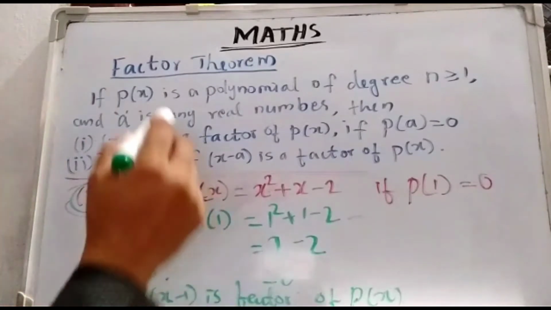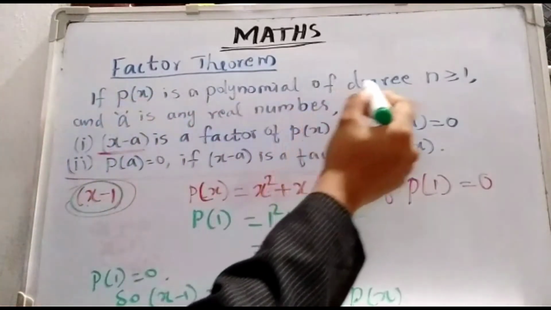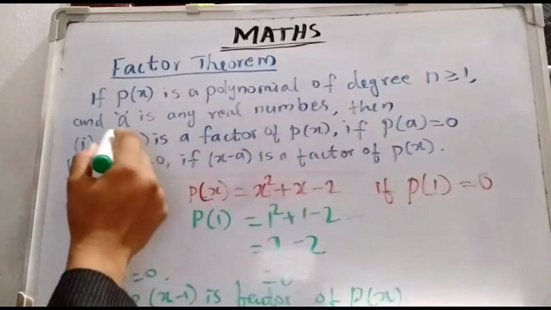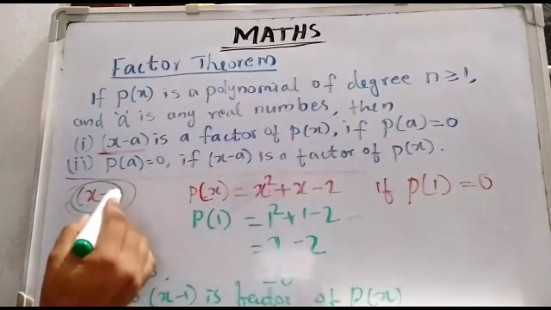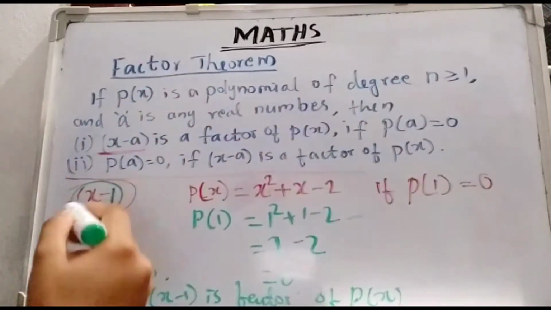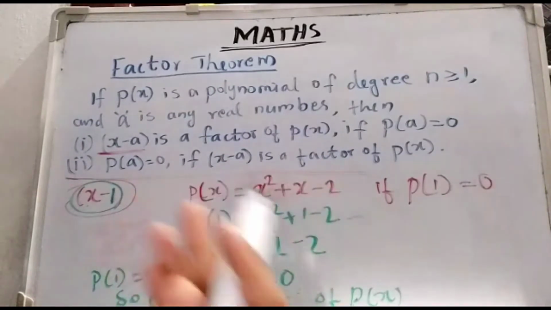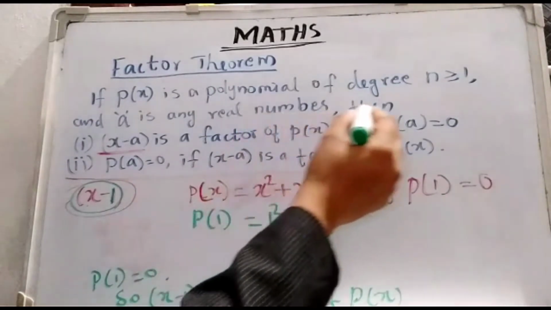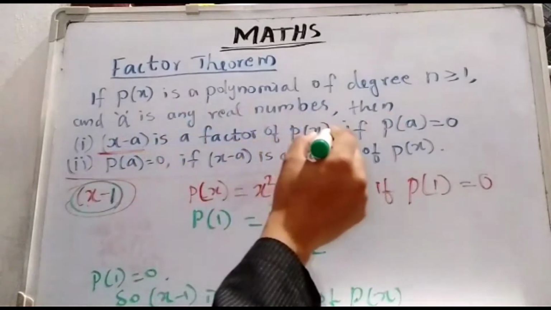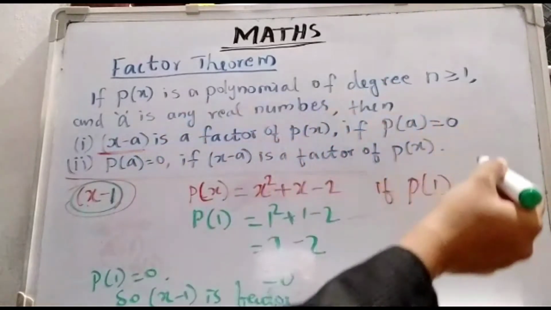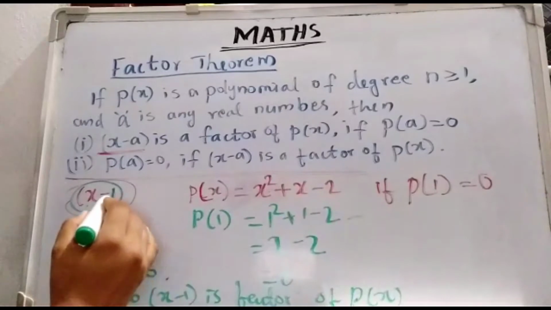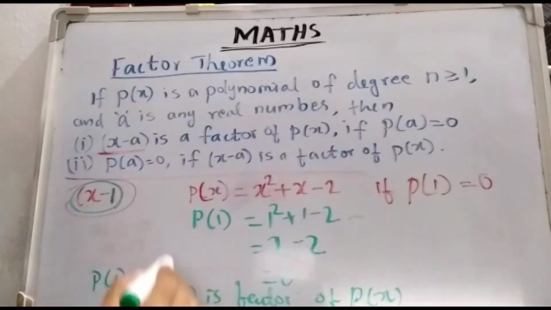Factor theorem says that if P of x is a polynomial of degree n greater than or equal to 1 and a is any real number, here a is 1. 1 is a real number. We can take any real number as a. Then x minus a is a factor of P of x if P of a is equal to 0. That is, if x minus 1 is a factor of P of x, then P of 1 is equal to 0. Clear? So let's discuss some problems.